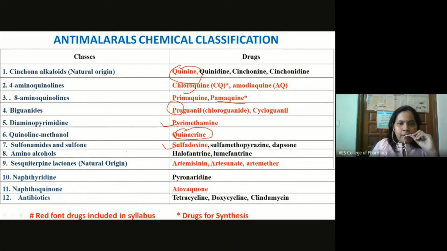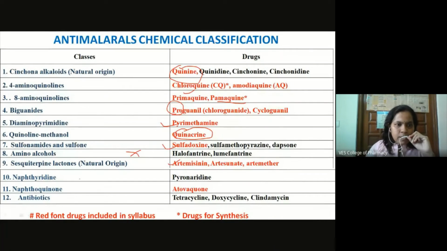Then you don't have amino alcohols specified, any amino alcohol drug, in your syllabus. But as a class, you should know that it is used as an antimalarial agent. Next, this is a newer addition. Nowadays, it's the artemisinin combination therapy which is generally used for malaria. So in this, we will focus on artemisinin. That is the main compound which is isolated from Artemisia annua, the leaves of the plant Artemisia annua. And then its modifications, artesunate and artemether.